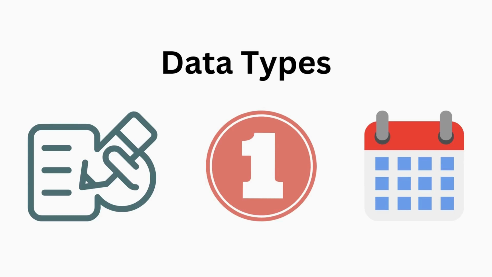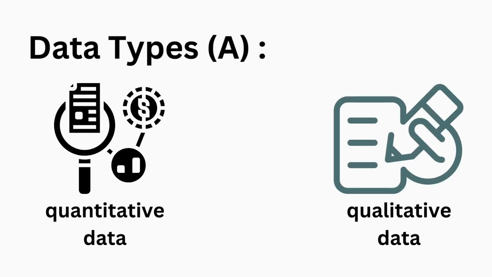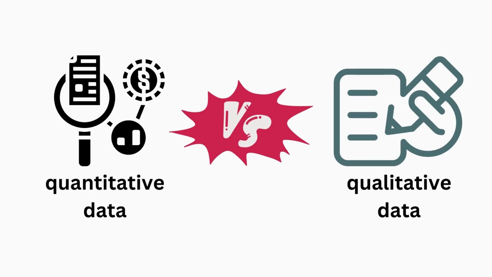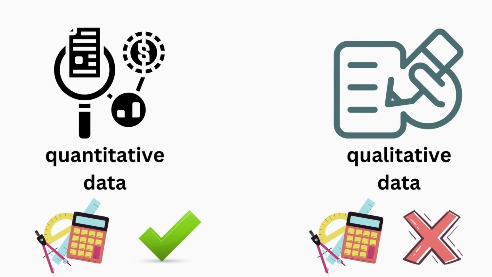As we said, we are going to talk about data types. Let's talk about the most famous data types: quantitative and qualitative. Quantitative data are numerical, while qualitative are text. But that is not the only difference between them. The major difference is that quantitative data can be applied to mathematical operations while qualitative cannot.